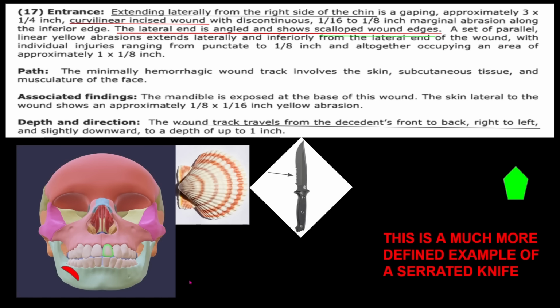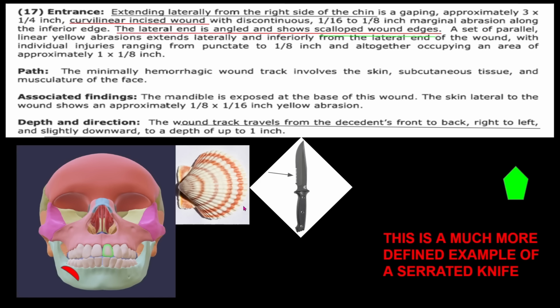Next, we've got this one, which is the biggest telltale mark of any proving that the knife was serrated. You've got this wound on the chin down here. It's extending laterally from the right side of the chin. It's a gaping, approximately 3 1/4 inch curved linear incised wound, so it's a cut. But it says with discontinuous 1/16 to 1/8 inch marginal abrasions along the inferior edge. That is a clear indication of a serrated blade. And then it says the lateral end is angled and showed scalloped wound edges.